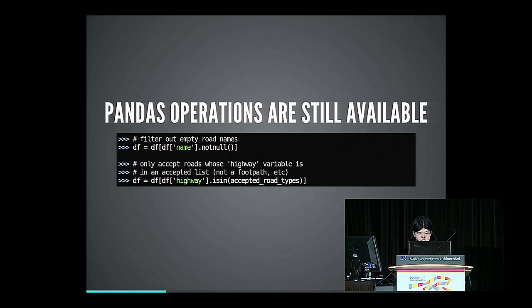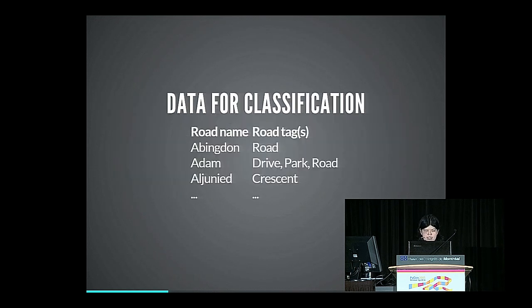So after a whole bunch of data cleaning, what I had for classification was this. I divided the road names up into the actual name, as well as what I call a road tag, so things like road, drive, park, crescent. And now we're actually ready to start classification.